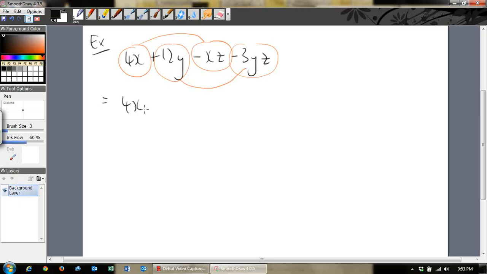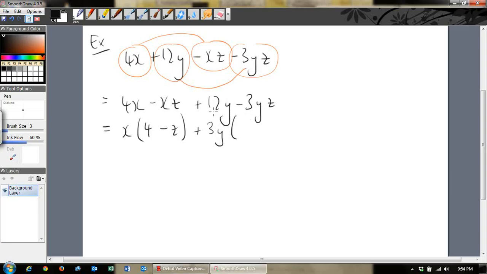So I'll just write that out as 4x minus xz. There's actually two ways you can do this one. Plus 12y minus 3yz. Factorise this. Let's take out x from here, and we get 4 minus z. Is that right? 4x, minus xz, 4 minus z. And then we're going to take out 3y from here, so plus 3y. What will be left over? That needs to be multiplied by 4 to get 12y, and that will need to be minus z there to get that. And voila, we've got the two binomial terms here.